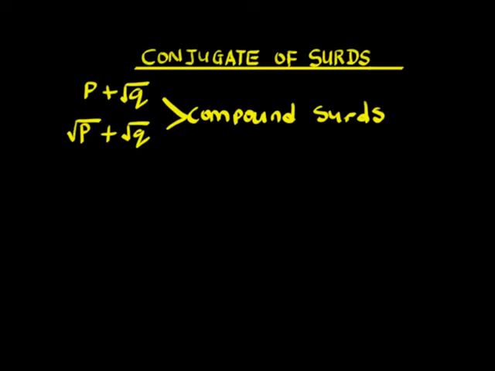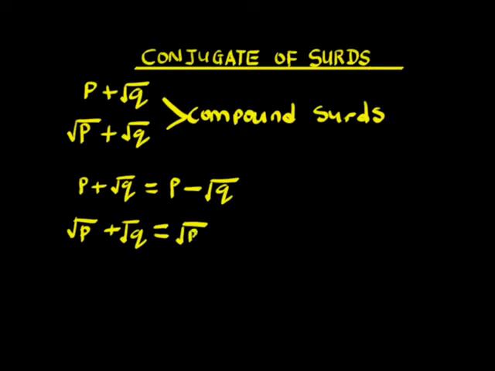For example, p plus root q has a related surd which is called the conjugate. While in the first part we have a positive sign, the conjugate would have a negative sign. This will be p minus root q. The same thing applies for root p plus root q: the conjugate of this surd would be root p minus root q.